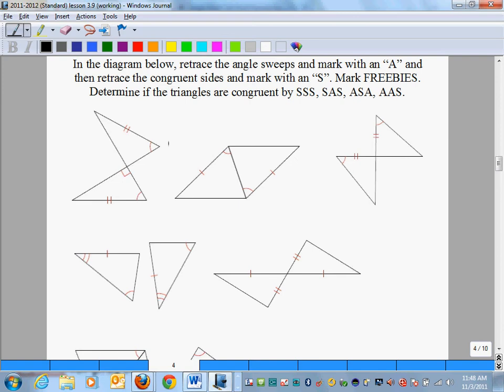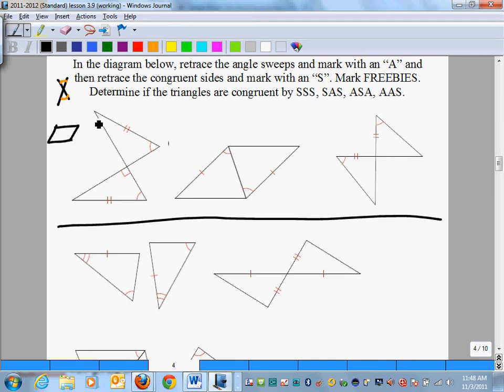Okay, step number one, I want you to look, and go through and find what I call freebies, things that are equal but aren't marked. There are two I want you to watch out for: vertical angles, and a reflexive side, a side that's shared. Go through this top row, and with a pencil, mark congruent either vertical angles or reflexive sides. Reflexive is like an apartment wall. It's shared.